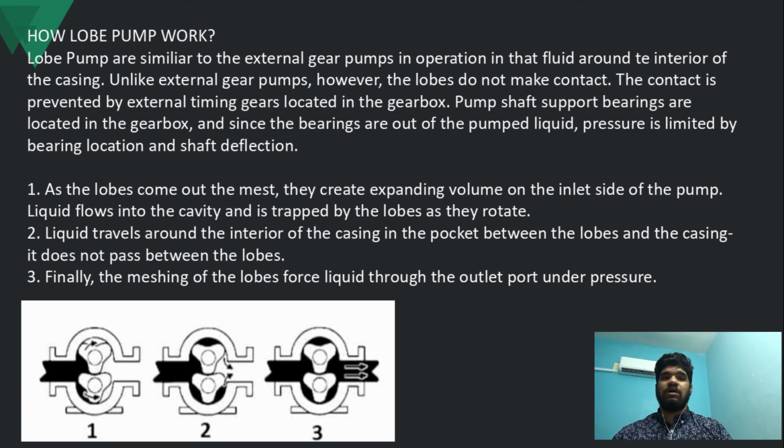1. As the lobes come out of the mesh, they create an expanding volume on the inlet side of the pump. Liquid flows into the cavity and is trapped by the lobes as they rotate. 2. Liquid travels around the interior of the casing in the pocket between the lobes and the casing. It does not pass between the lobes. 3. Finally, the meshing of the lobes forces liquid through the outlet port under pressure.